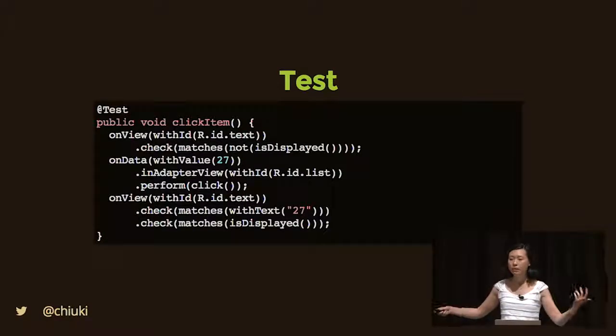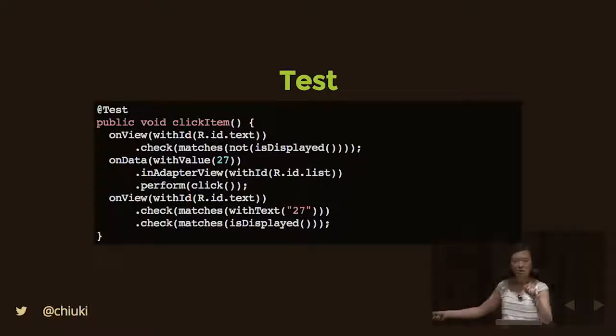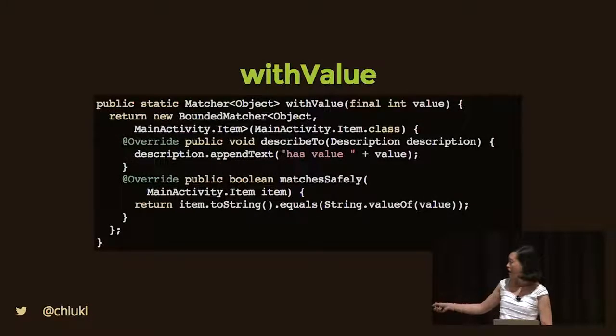Okay, so it's very similar to what we did earlier with not enabled. Next, we're going to use onData with a value 27 to pinpoint that particular item in this particular adapter view, in case there are multiple of them, and then we'll perform click on it. Once we are there, we repeat what we did earlier, except this time we actually want to make sure that it has the proper text and it is displayed. So far everything looks pretty good. Just one tiny thing: withValue is not an Espresso function. You have to write it.